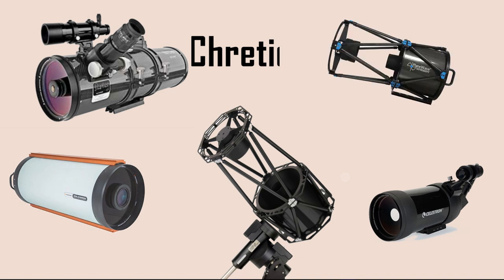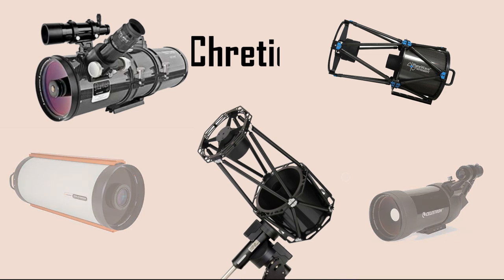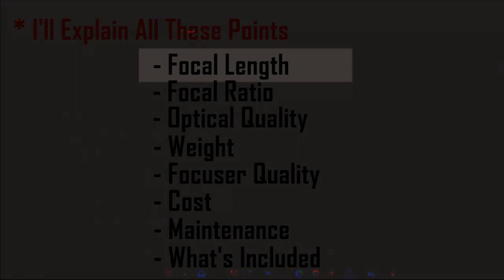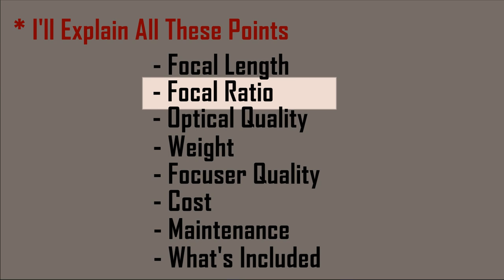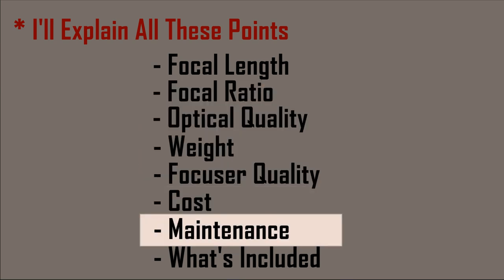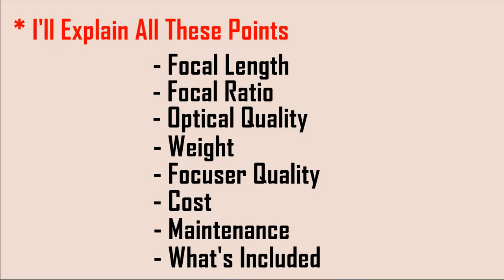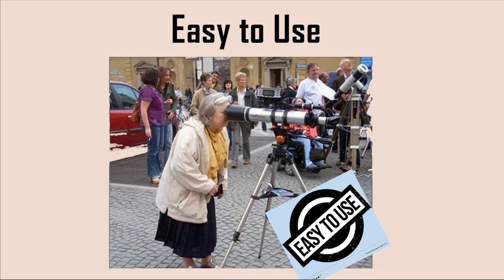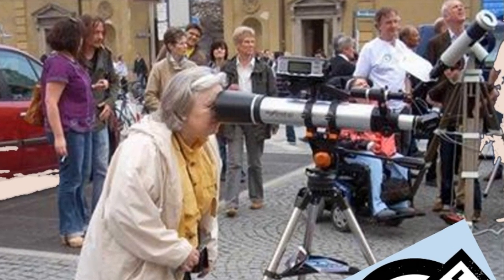You get the idea. Now, can we quickly exclude some of these by considering the following? We consider focal length, focal ratio, optical quality, weight, focus quality, cost, maintenance, and what's included. I think we can narrow things down way further, and we'll also discover what makes for a good and easy to use deep sky imaging telescope in the first place.